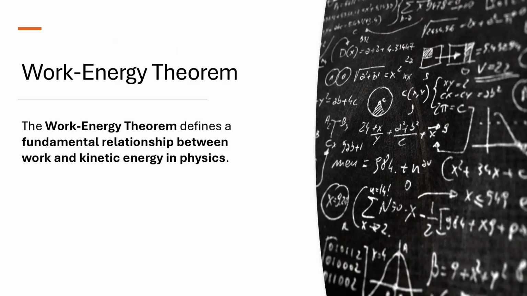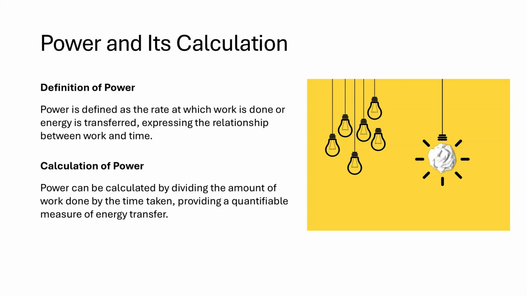The work energy theorem states that the work done on an object is equal to the change in its kinetic energy. This principle helps connect the concepts of work and energy. This theorem helps to understand how the work done on an object affects its kinetic energy. Power is the rate at which work is done or energy is transferred. It can be calculated by dividing the amount of work done by the time taken to do that work.